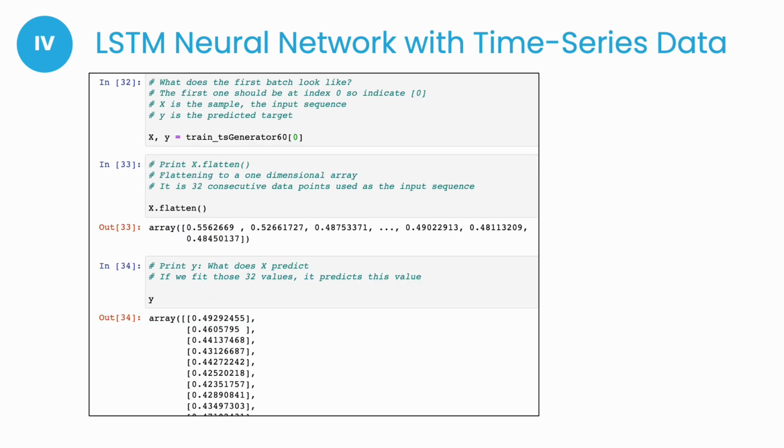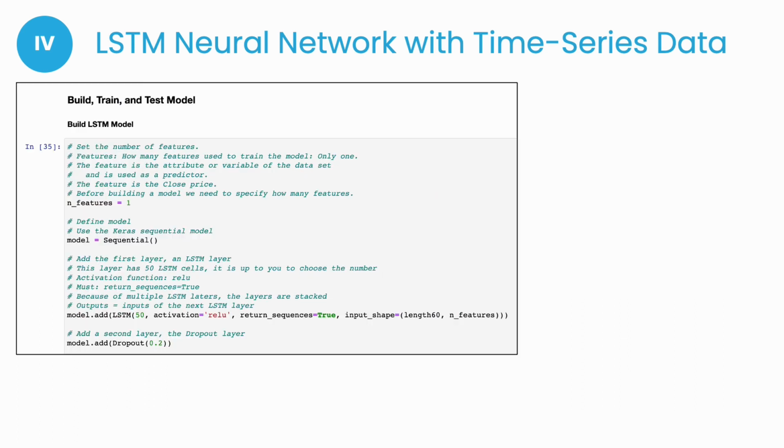Next, I defined X as the sample and Y as the predicted target for the train TS generator 60, and I flattened X and displayed Y. Building, training, and testing the model is next.